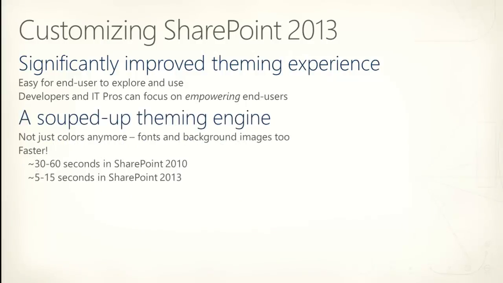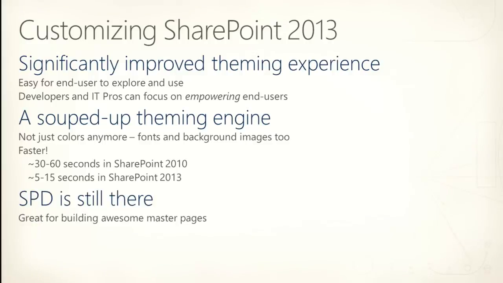The theming engine's been souped up too. It's mostly the same engine we shipped in 2010, but we've added some new features, including support for fonts and web fonts, and user-supplied background image. And despite all this added functionality, the engine's faster. It's down from about 30 to 60 seconds to theme your site in SharePoint 2010 to 5 to 15 seconds in 2013. And don't worry, SPD is still around. You can still make awesome master pages in it, and we'll do that later on.